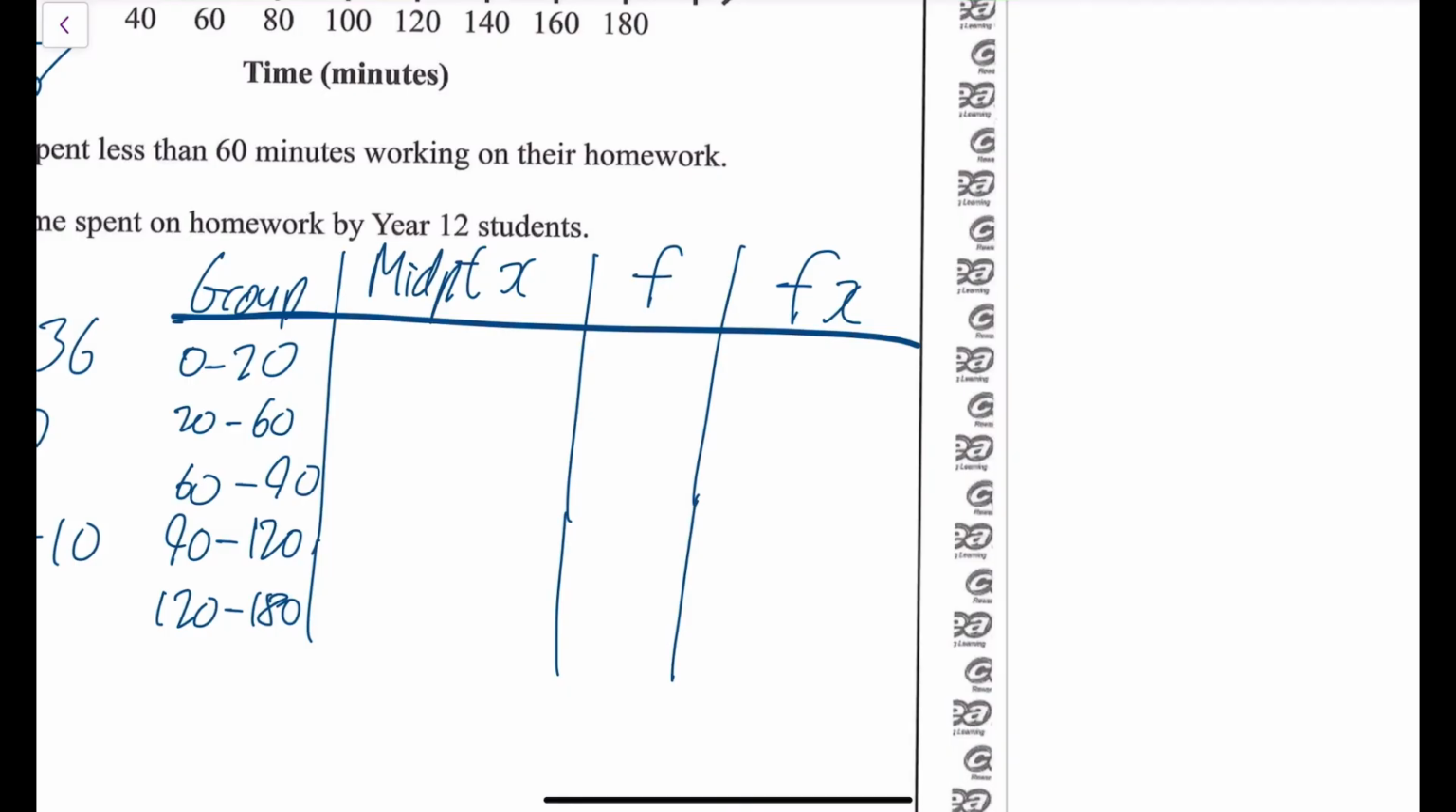We don't need to look at our table to do that. To do the midpoints, add the two limits, 0 and 20, and divide by 2. So it's 10. 20 plus 60, and then divide by 2 is 40. 60 plus 90 is 150, divide by 2 is 75. 90 plus 120 is 210, divide by 2 is 105. 120 plus 180 is 300, divide by 2 is 150.